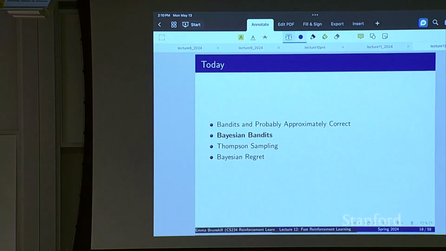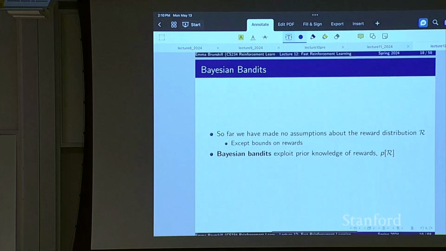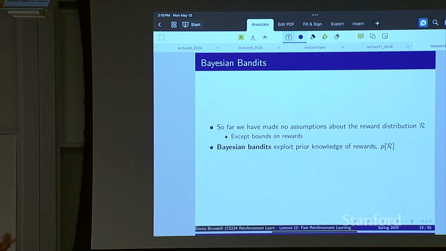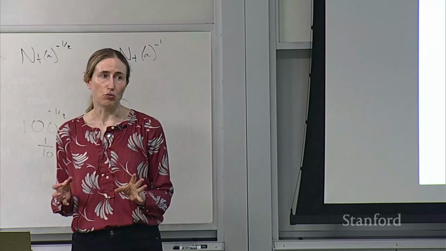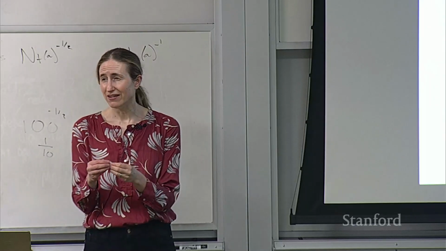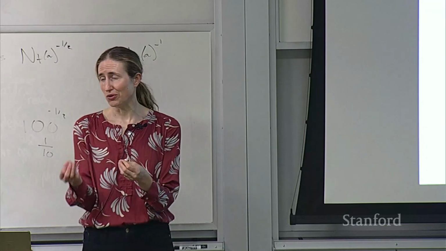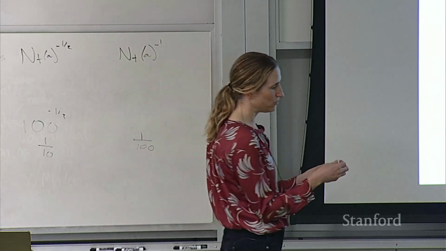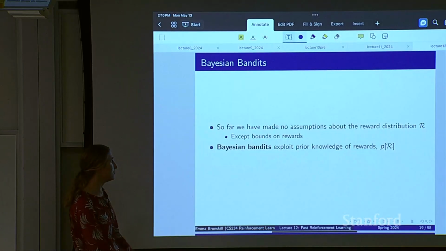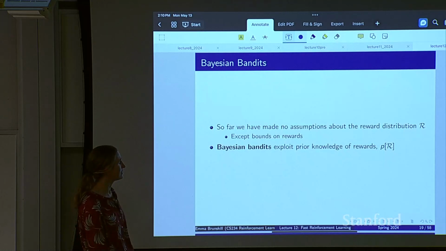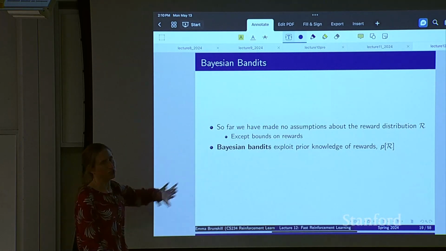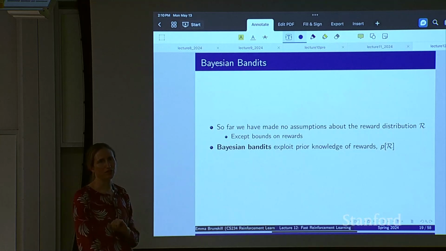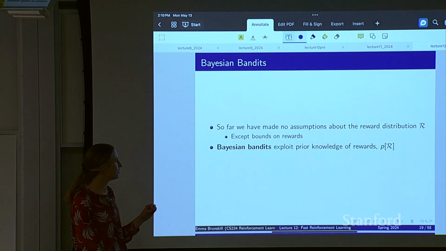Okay, let's jump into Bayesian bandits. They're a pretty elegant idea. So far, we've made almost no assumptions about our reward distribution. So we've maybe said they're bounded, they can be between 0 and 1, and that's basically all we needed for Hoeffding. We needed them to be bounded, and we used that they were independent and identically distributed. But we haven't made any other assumptions. So we haven't said it's Gaussian, or it's a Bernoulli, or something else we might know.